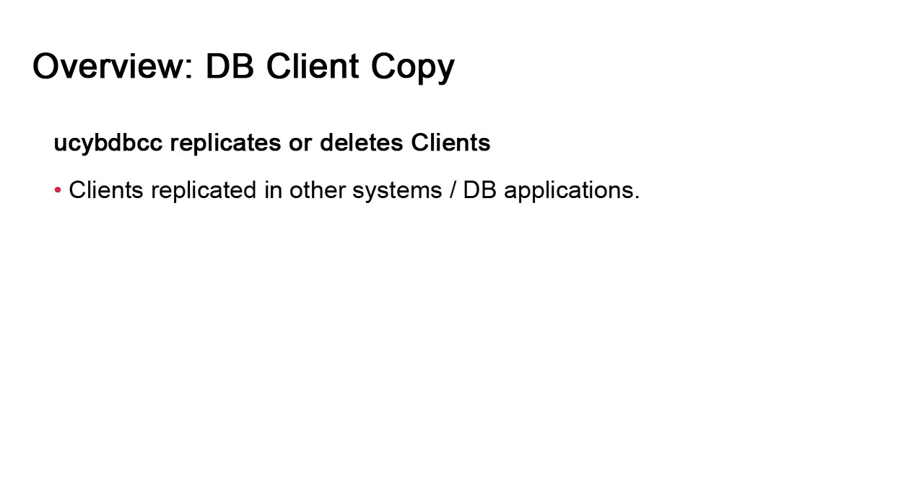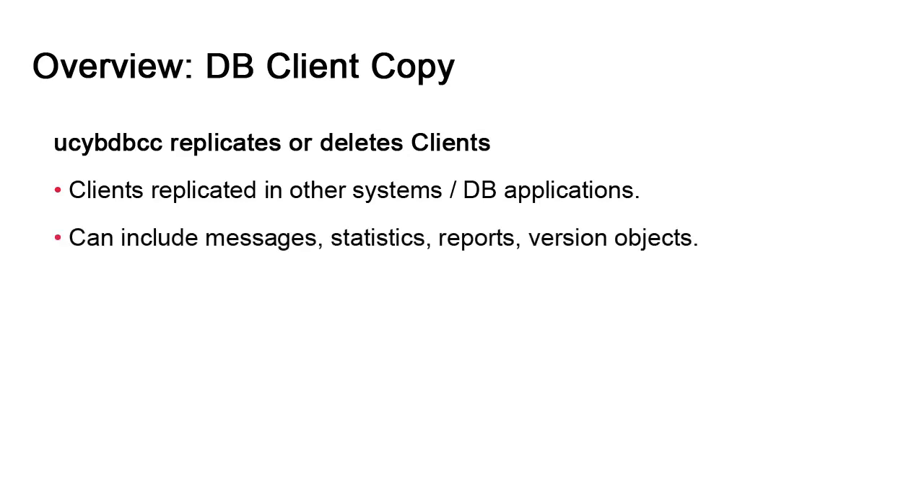ucybdbcc can duplicate and delete entire clients. You select a source client, a client number for the target client, and the utility takes care of everything. The utility is multi-system. You can copy a client to a remote database, even if the DB packages don't match, say from SQL Server to Postgres, as long as the two systems are networked. Deleting a client is even easier.